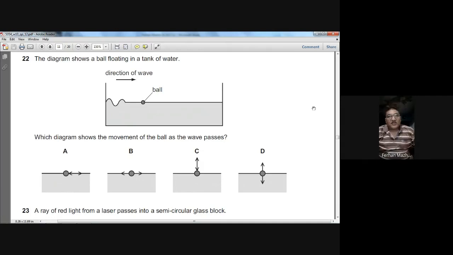So because the water wave is going to the right, the particles of the water should move up and down. So D is the option. Question number 22, D is the option because it's a transverse wave. I hope I have made my point clear. Okay, so D is the option for question number 22. We are moving to the next question.